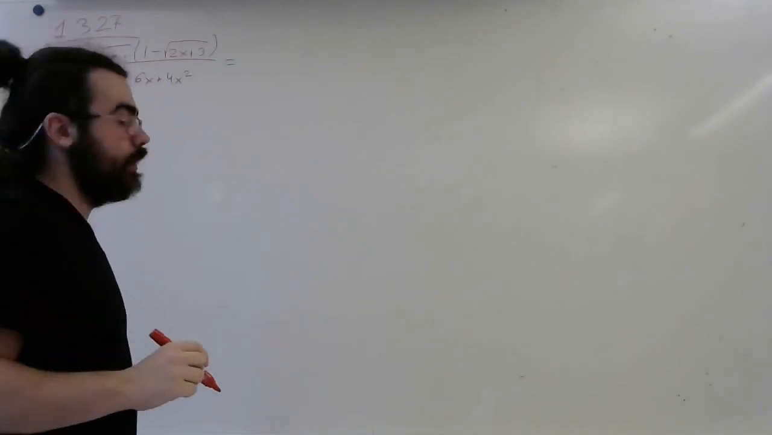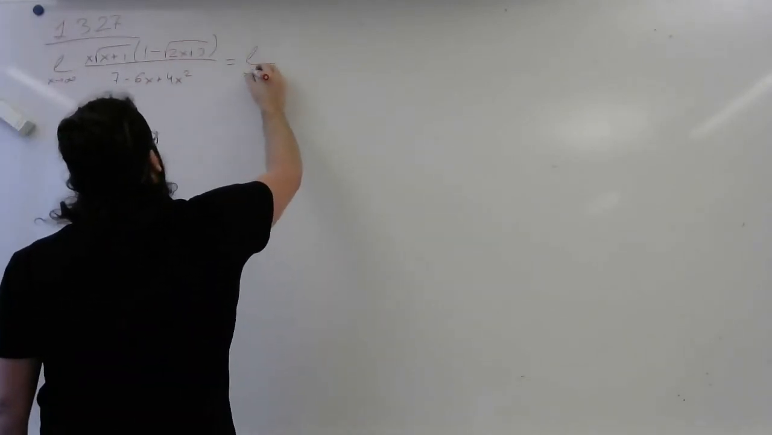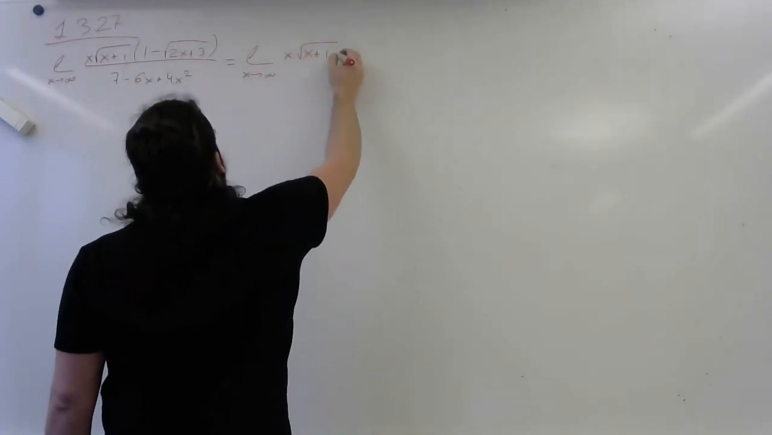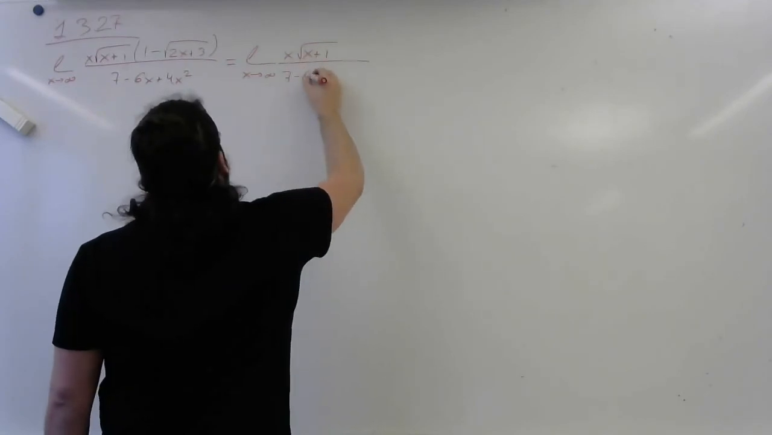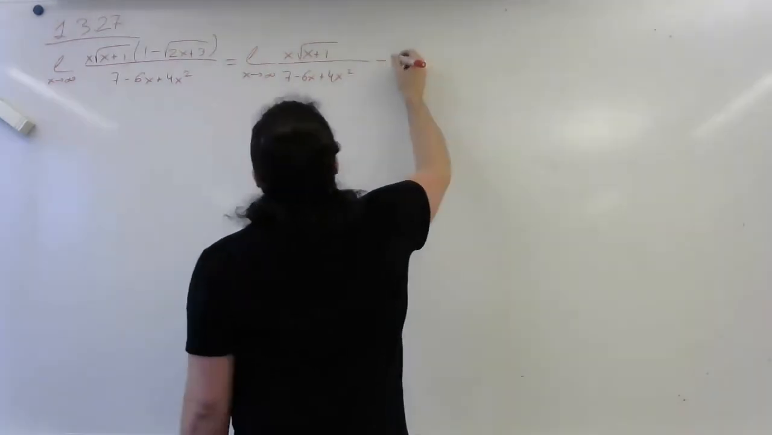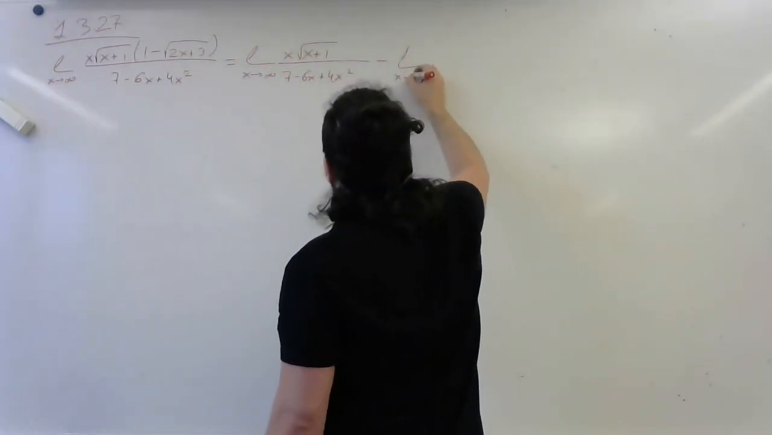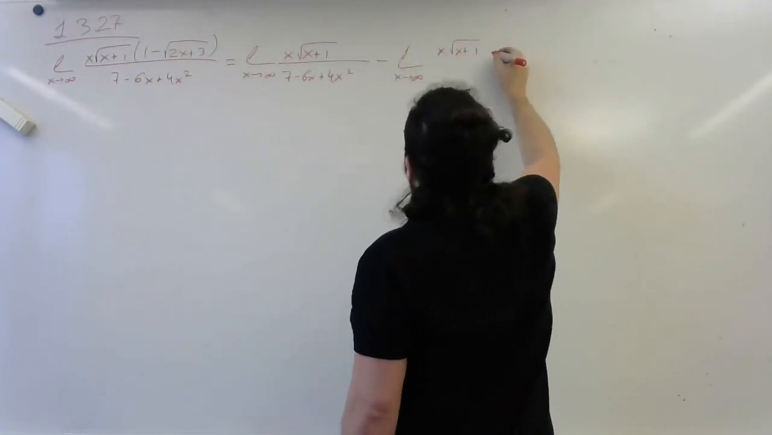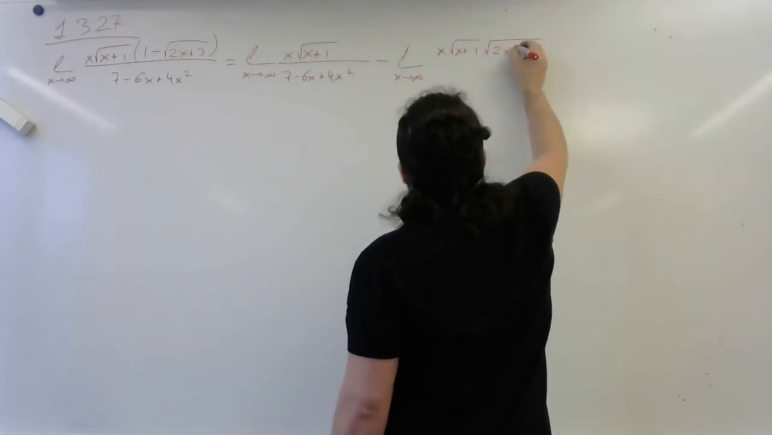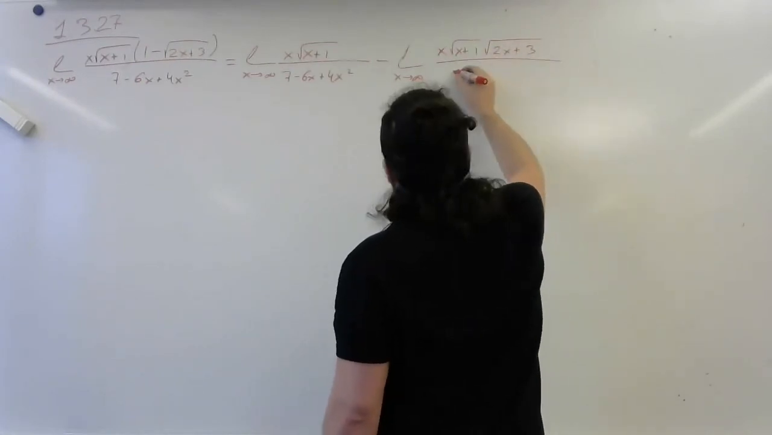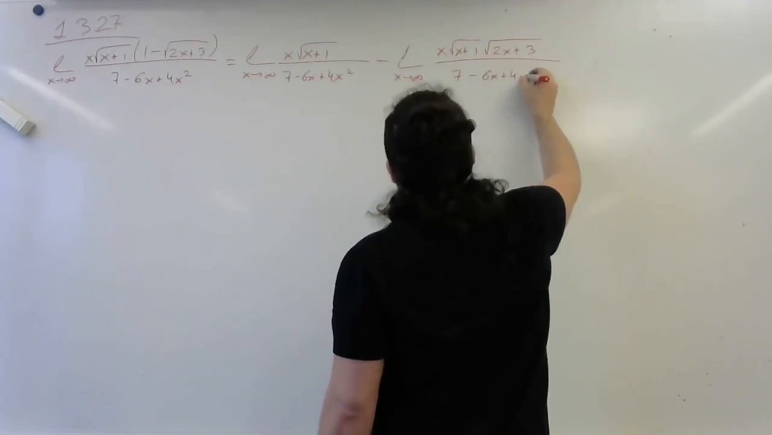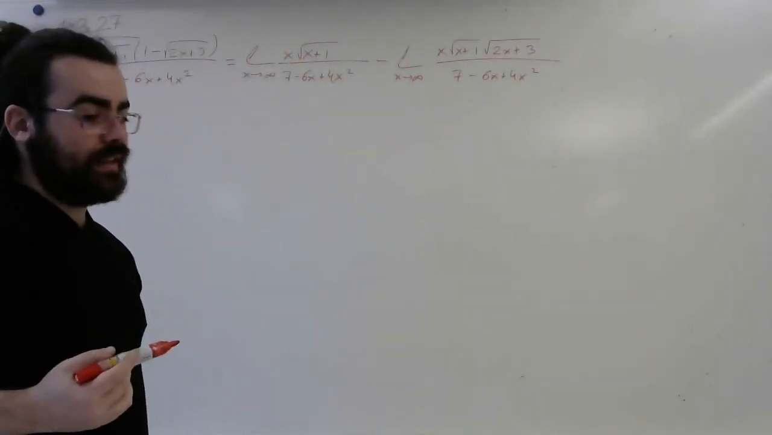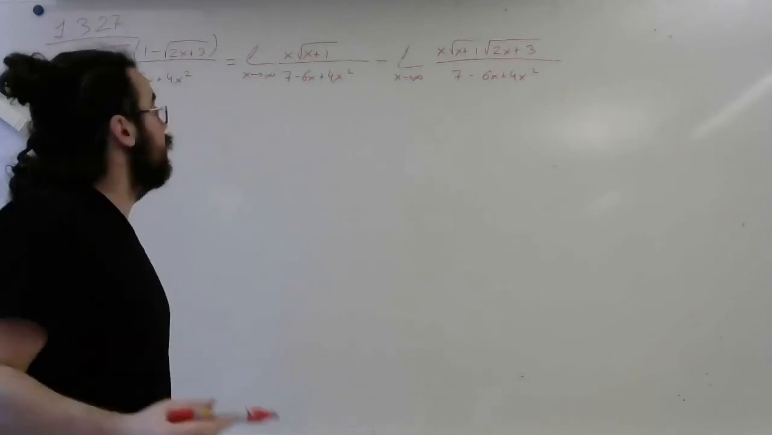I'm going to use linearity here. Okay, so this is the limit as x tends to infinity of x square root of x plus 1, minus... Now that I have separated this limit into two limits, it is very clear that this limit is 0.